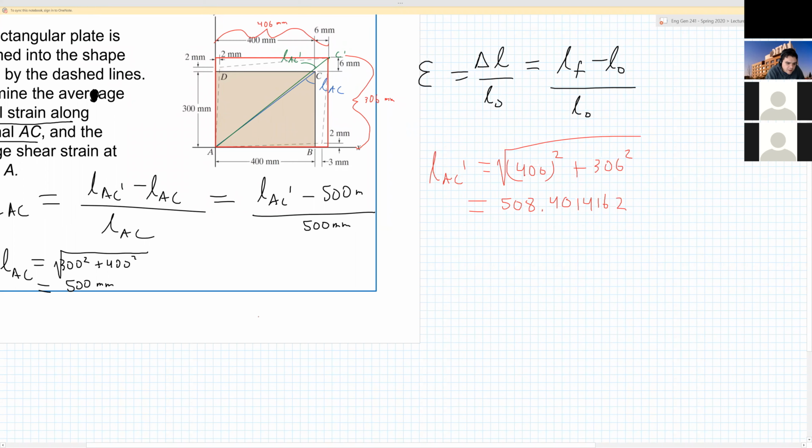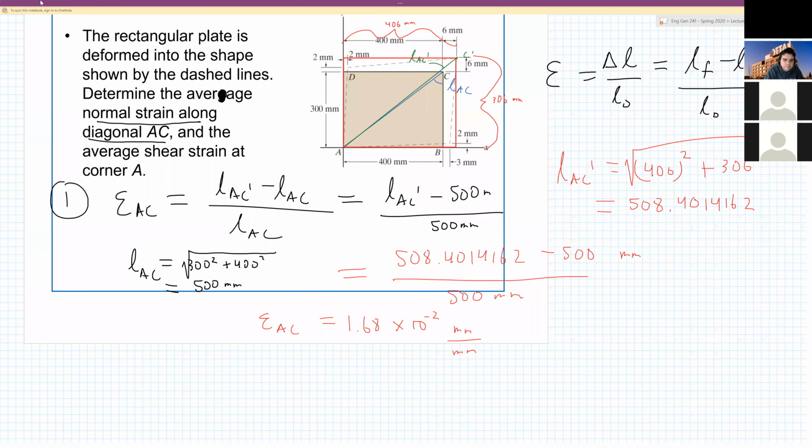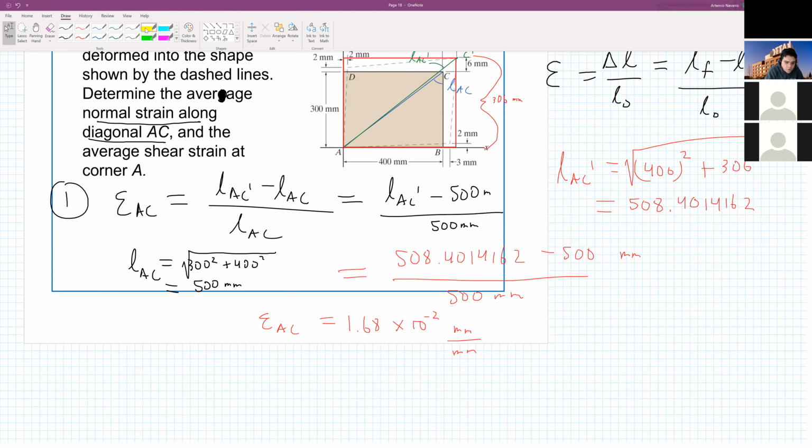And so what is strain along AC equal to? It should be positive because it gets longer. Okay, 1.68. Yeah. Thank you. Millimeters over millimeters. Okay, so we'll stop there.